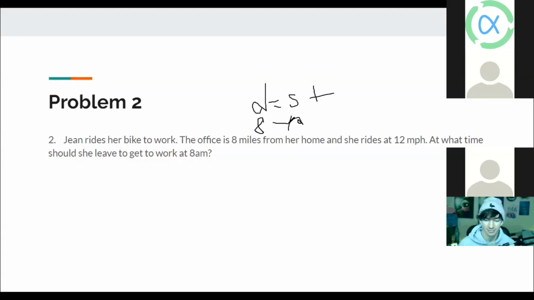So 8 equals 12 times t. And since the 12 is in miles per hour, our t is also going to be in hours. So t is just going to be 2 over 3 hours. And since there's 60 minutes in an hour, that's also just 40 minutes. So it's asking at what time should she leave to get to work at 8 a.m. Since it's going to take her 40 minutes, she should leave at 7:20 a.m.